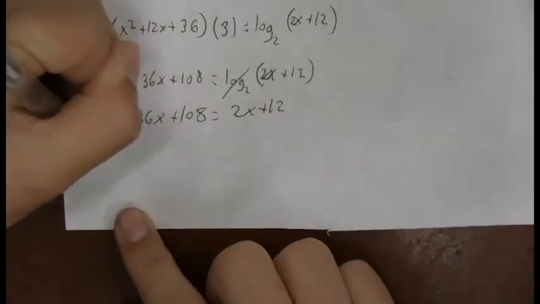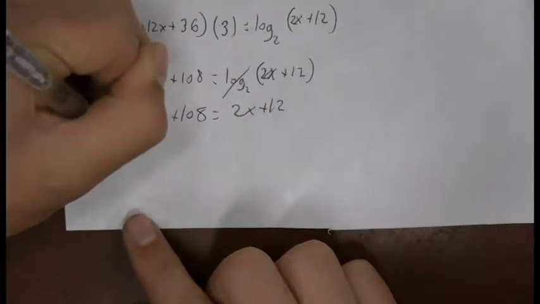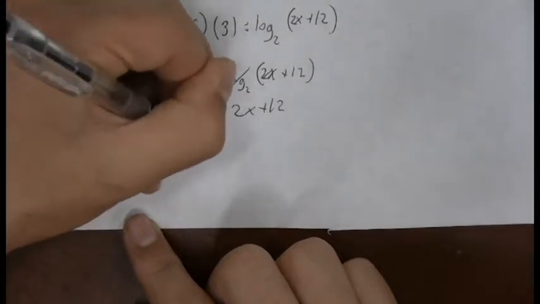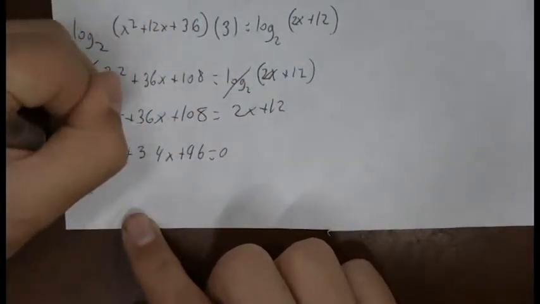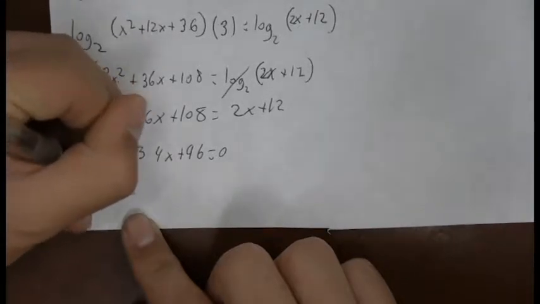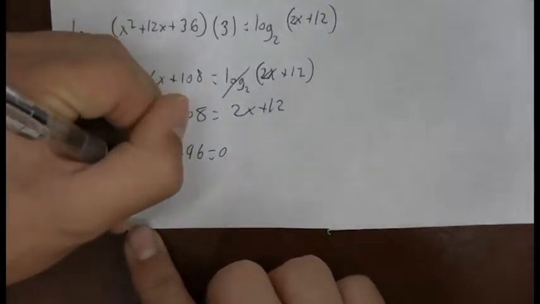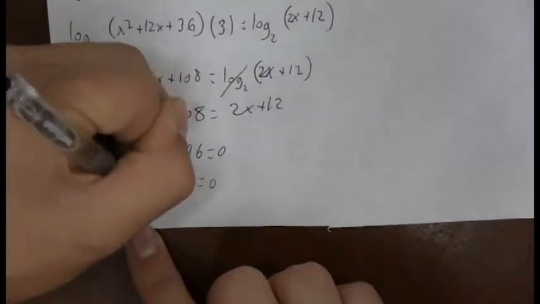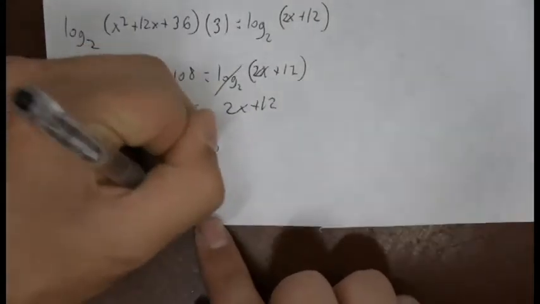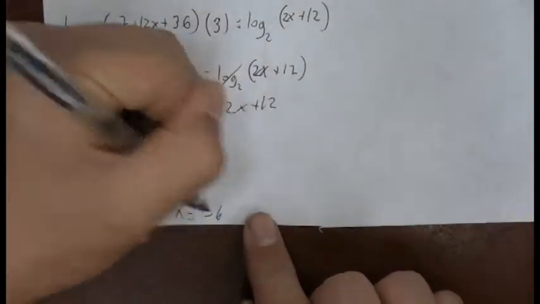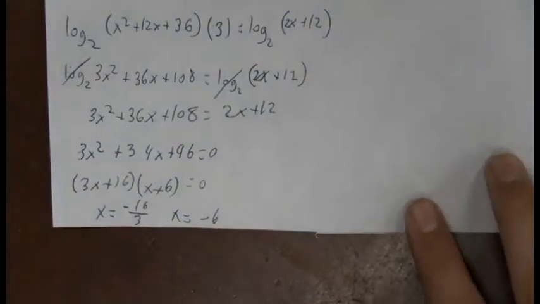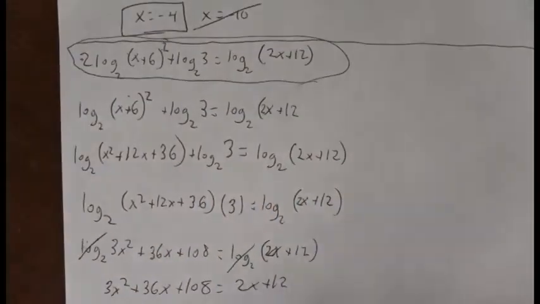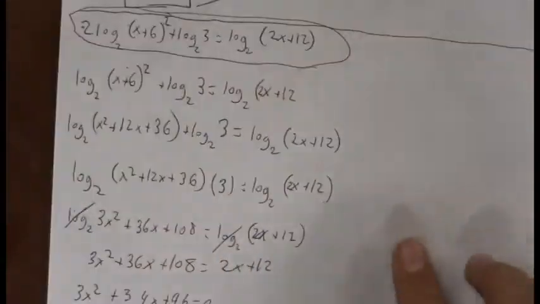Next, we will combine like terms and factor. You then get x equals negative 16 thirds and x equals negative 6. After you plug that back into the original equation to see if any of these will equal 0 or a negative number.